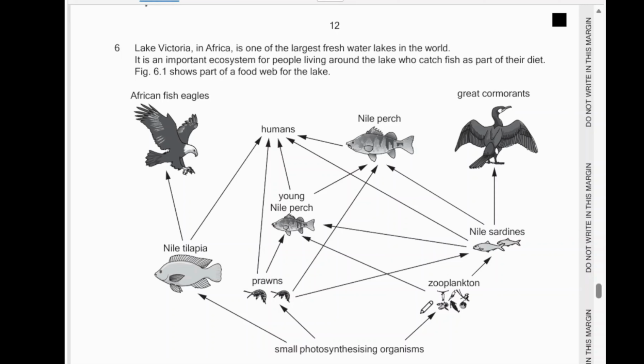A food web is given. This question went wrong for you in the exam, by the way. How many levels are there? First of all, tell me. How many levels are there?